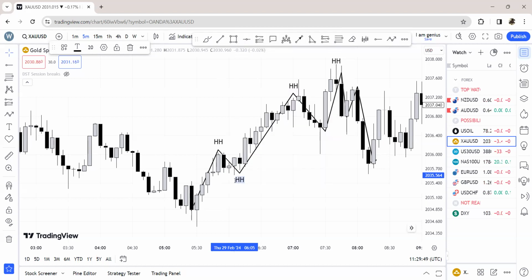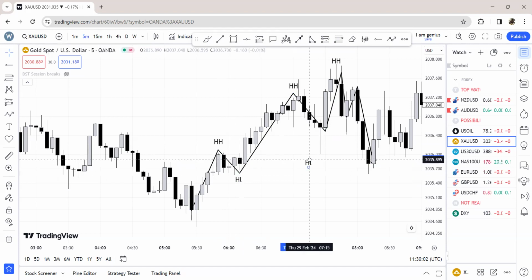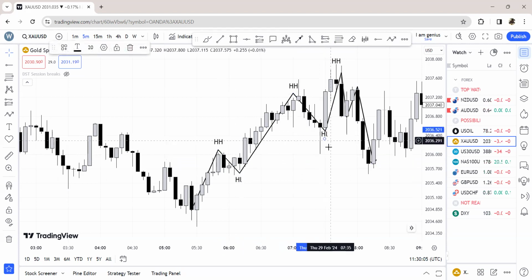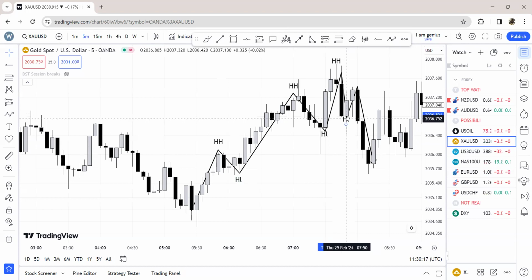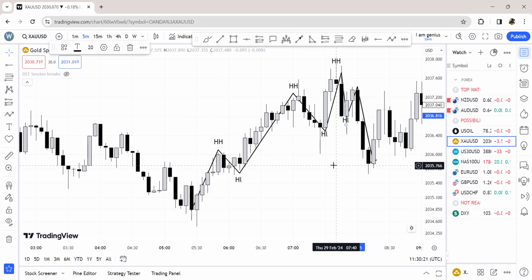Let me just change this to a higher low. Okay, so the market has to be making higher highs. You can ignore the wicks, just focus on the bodies of the candles. I'll explain more about the wicks in the candlestick video that I'll release shortly.